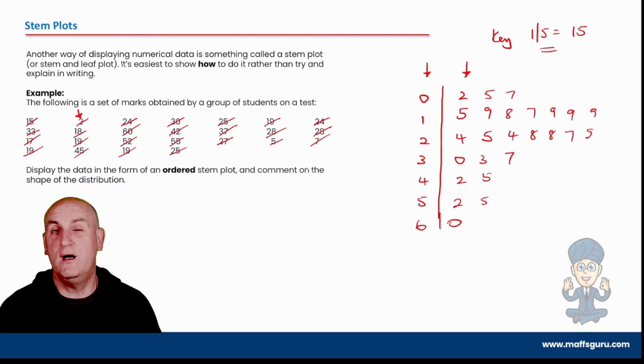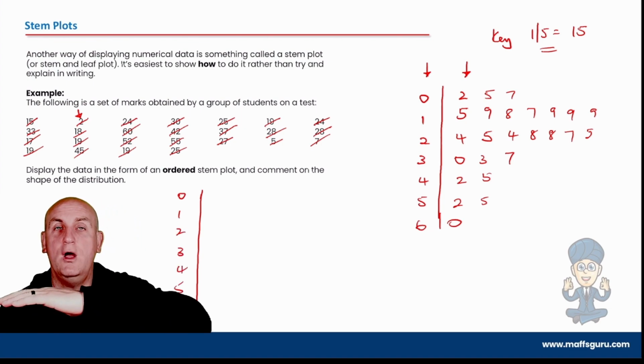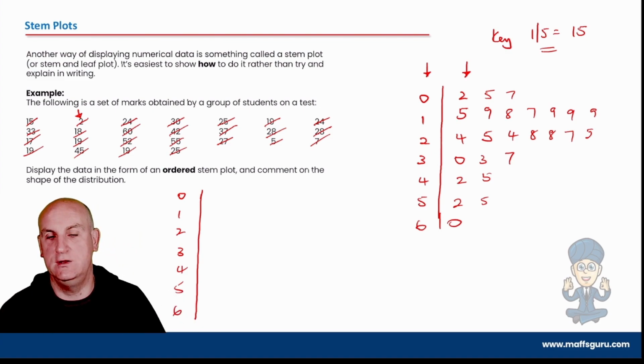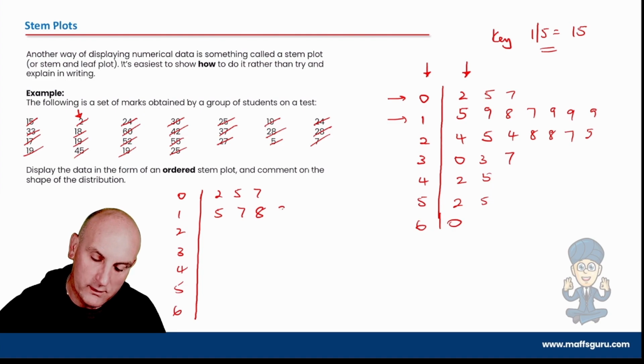Well, now having done the hard work with the unordered, I would redraw my diagram. Again, sorry for the space, 0, 1, 2, 3, 4, 5, and 6. And for each row, I'm actually just going to put the numbers in numerical order. Now, for this first row here, I know the numbers are already in order, 2, 5, and 7. This one here, are they in order? No, I would have 5 first, and then I would have the 7, 8, and 4 9s. 1, 2, 3, 4.